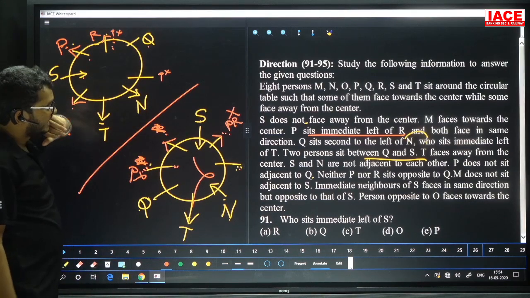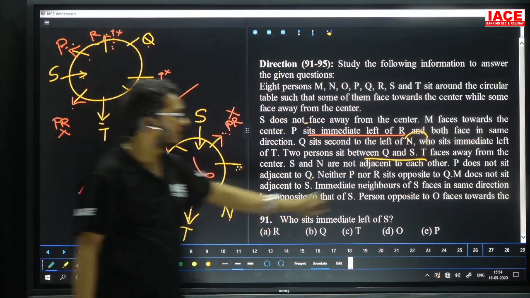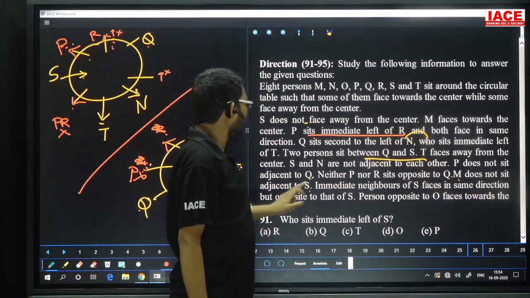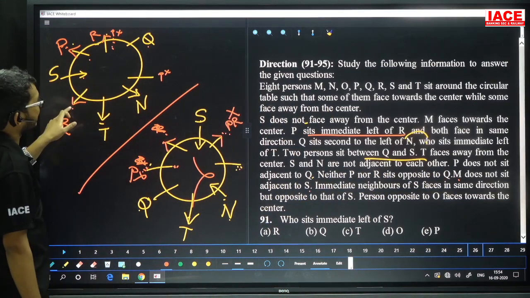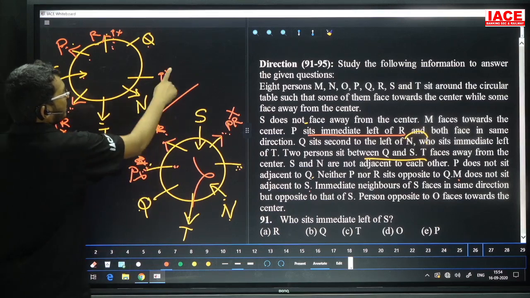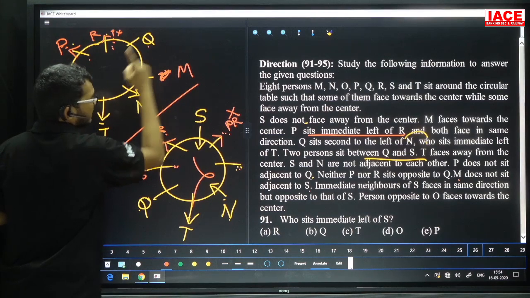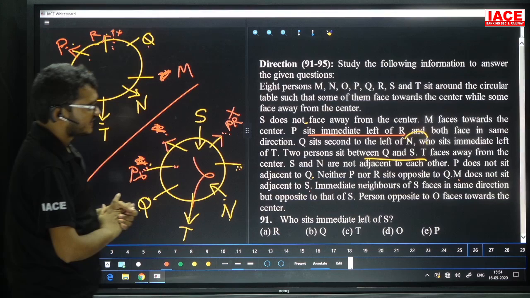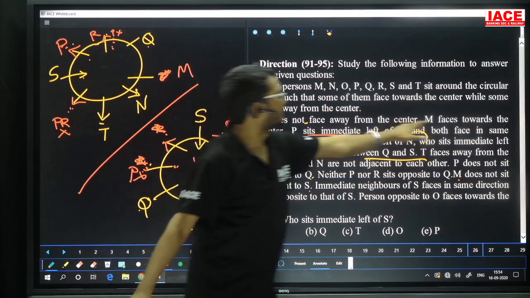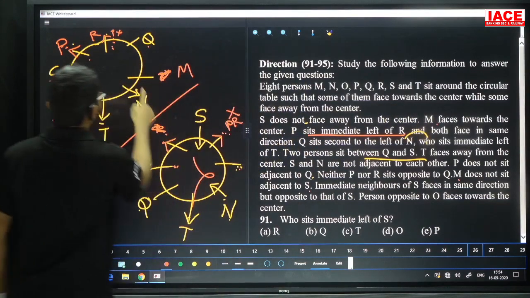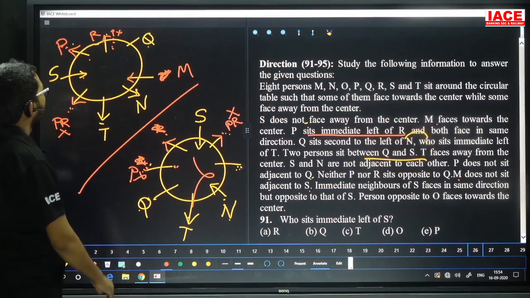Next, they give one more clue: M is not adjacent to S. So M is not adjacent to S means M here no chance. Then this is the only possibility for M. We know M is facing towards the center. They only gave that M faces towards the center.